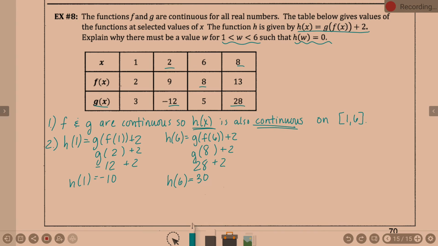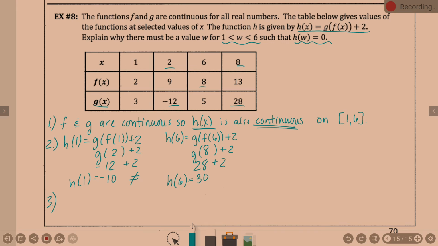Okay. Now, what do we notice here? These two are not equal to each other, which is a good thing, yes? So, explain why there must be a value on the interval from 1 to 6 where h equals 0. Because it's in between. It's continuous, the endpoints aren't equal to each other, and 0 is between h of 1 and h of 6, isn't it? I hope so. And this is all because of IVT.